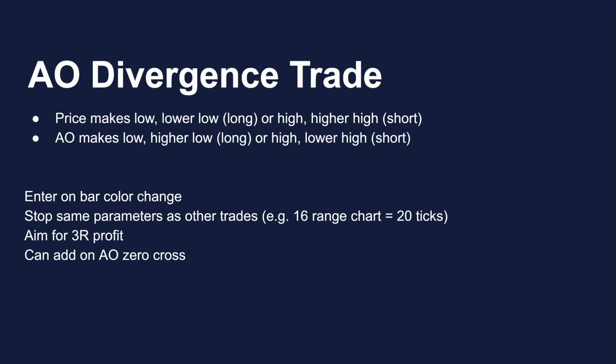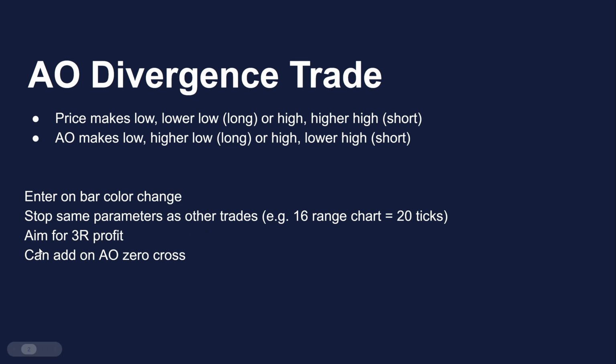Trade parameters or criteria or instructions summed up here. So we'll enter on the bar color change of the awesome oscillator. We'll use the same parameters as other trades we've talked about so far. For instance, like putting the stop at 20 ticks if we're on the 16 range chart, or 40 at the 32 chart, etc. Aim for 3R profit like we do on the other trades.